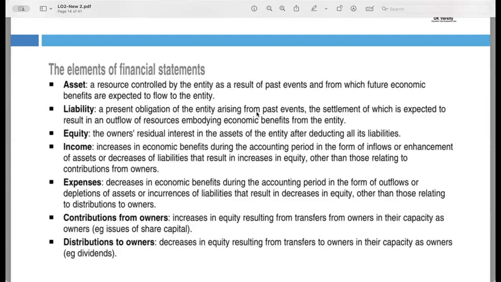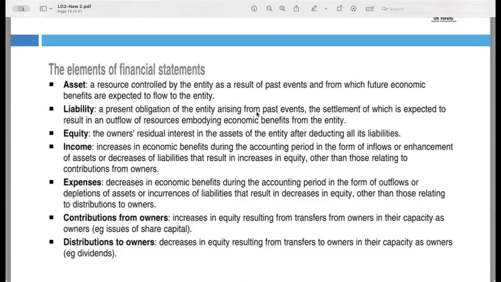Equity represents the residual interest in the assets of the entity after deducting all its liabilities. It reflects the ownership interest held by shareholders and can be seen as the net worth of the company. Equity includes share capital, retained earnings, and other reserves.